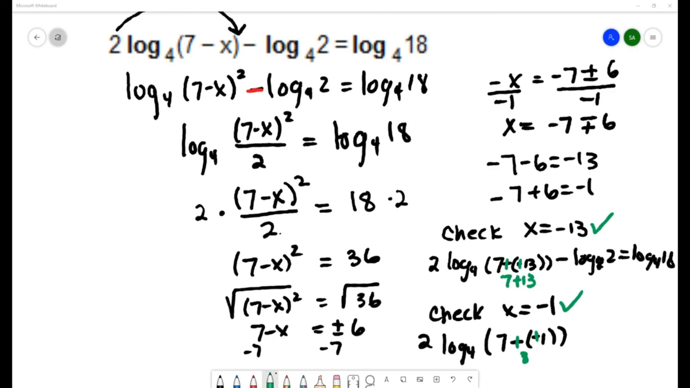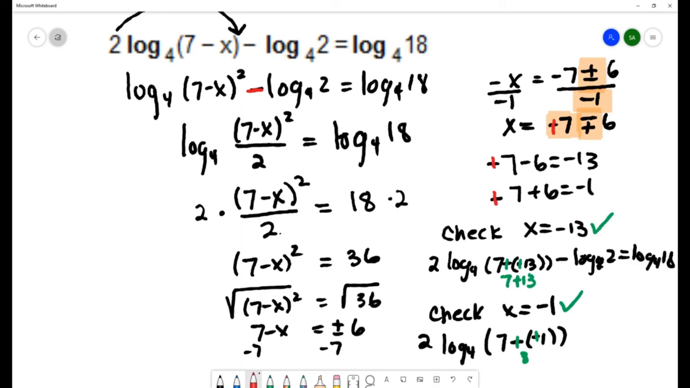Okay, so I did make a mistake here, so let me go back and make a correction. When I divided by the negative 1, I should have changed this 7 to the opposite sign. I changed these to the opposite, but I forgot to change the other one. So let's correct that. So this should be a positive 7. So both of these should be positive.